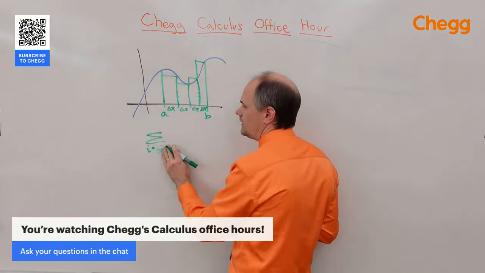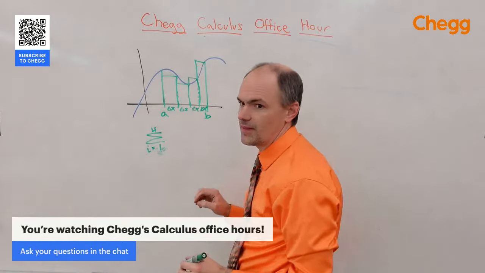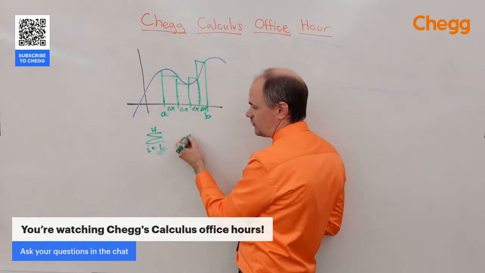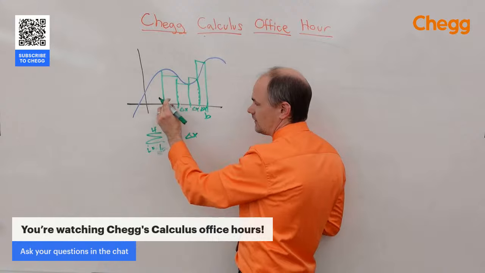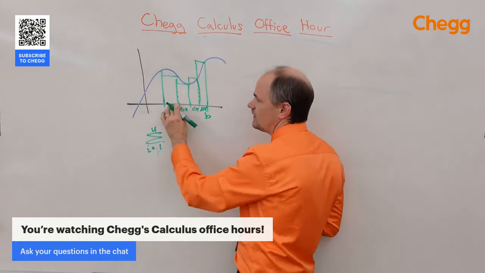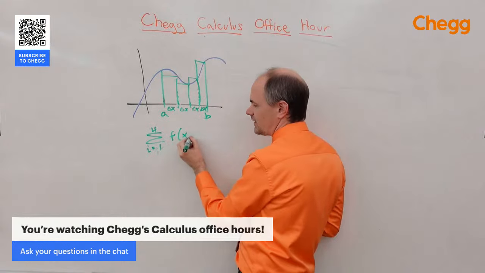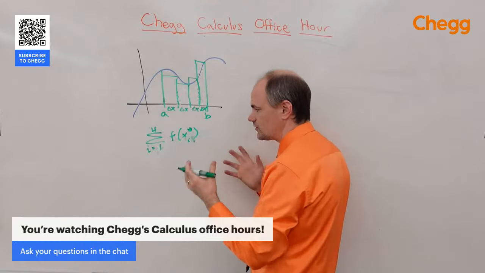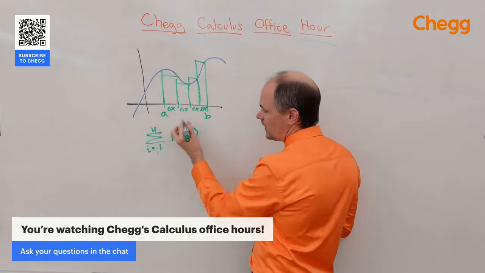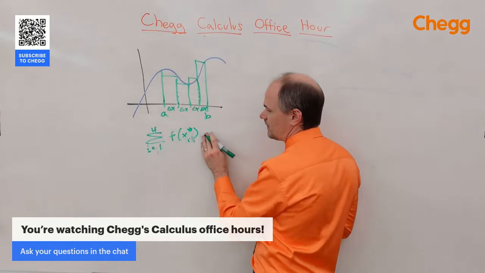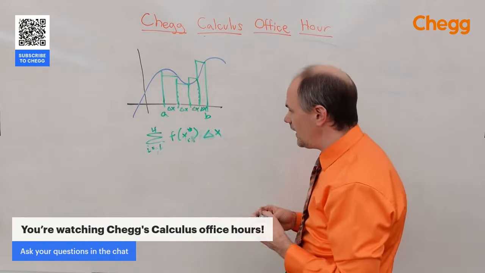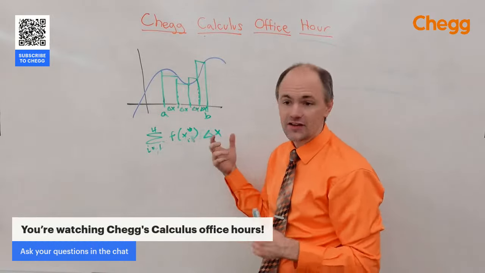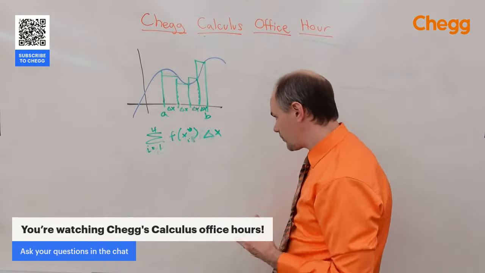As i goes from 1 to 4, because there's 4 rectangles, we're going to take the width of this rectangle times the height. Well, the height is the function f of x, so f of x sub i star, depending on your book's notation, times the width, which is delta x. And that's going to give us base times height plus base times height plus base times height plus base times height, the 4 rectangles.